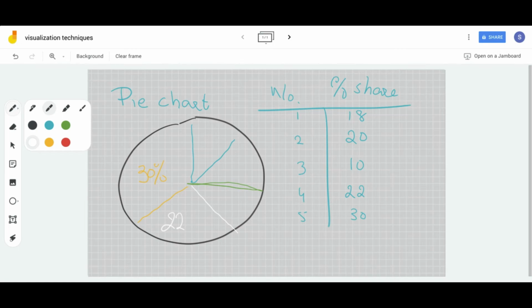Again, Excel would provide you with this data set, or these percentages, where you can label it, but this is one way to represent the data.